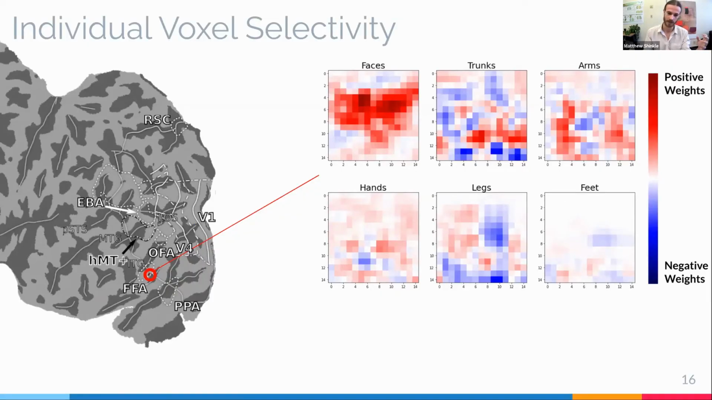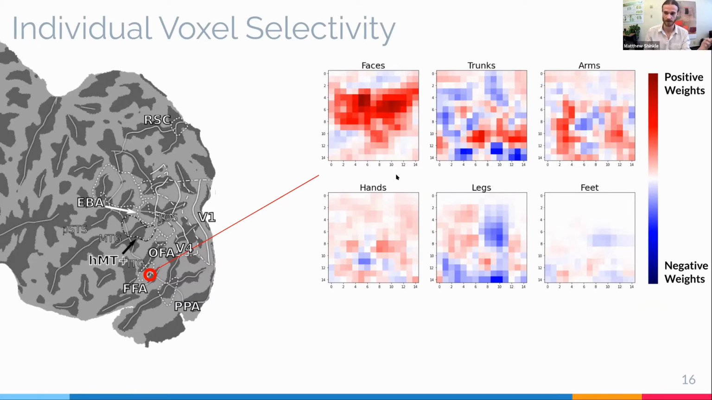Finally, we wanted to see whether these body-selective voxels could actually be described as a few functionally distinct subregions. In order to do this, we used the weights that we fit in our voxel-wise model. And so if you'll recall, we have, for each voxel in the brain, weights relating how much that voxel cares about each of our body features. And so if we look at a voxel in FFA, for example, we see very high positive weights for faces, but very close to zero weights for other body parts.